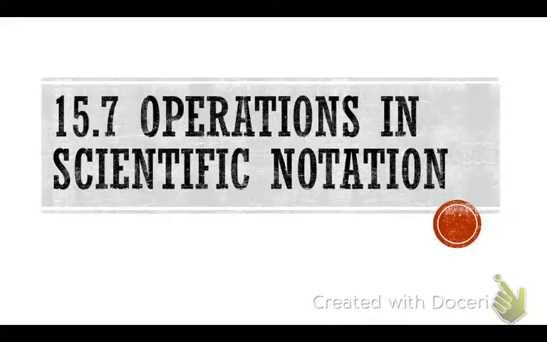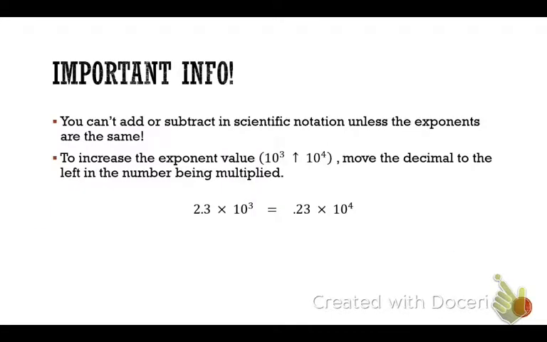All right, so today we're in our last lesson for chapter 15, operations and scientific notation. Operations mean addition, subtraction, multiplication, and division. You cannot add or subtract in scientific notation unless the exponents are the same. So that's what we were just talking about, the common power. When I'm adding and subtracting, I must have a common power.